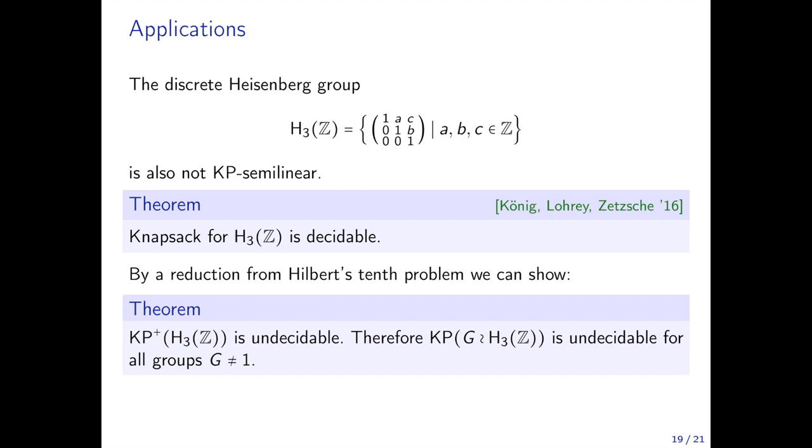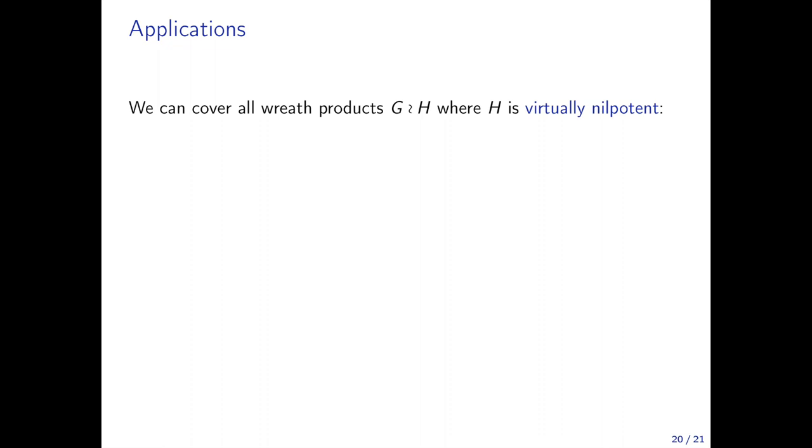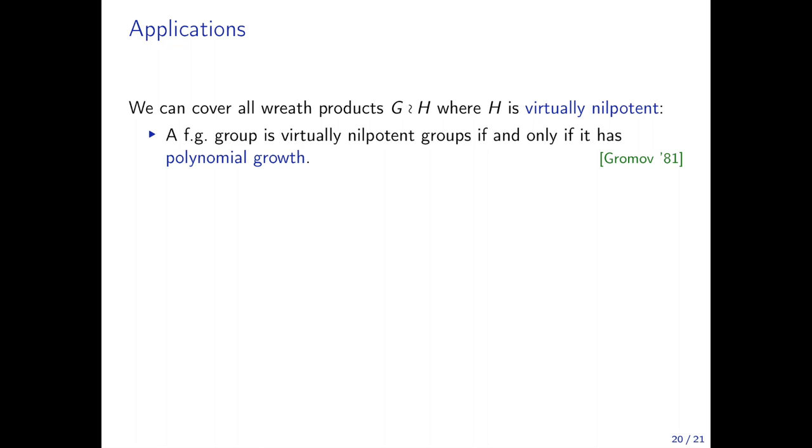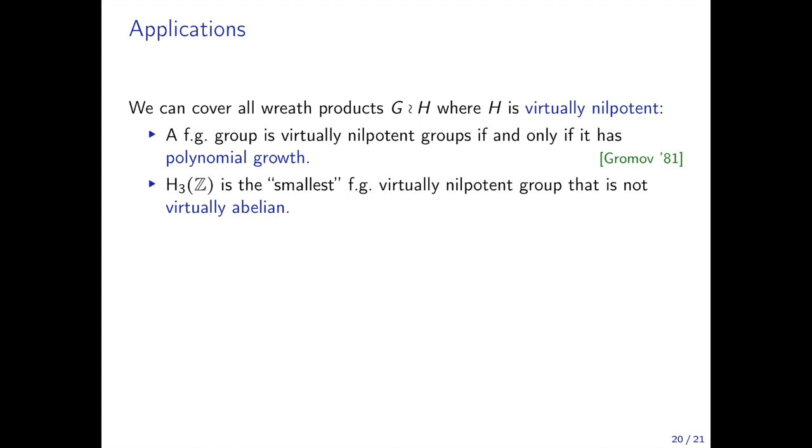Now, using this result, we can actually cover all wreath products G wreath H, where H is virtually nilpotent. Virtually nilpotent means it is a finite extension of a nilpotent group. Virtually nilpotent groups form an important class by this famous theorem by Gromov, namely that the finitely generated groups of polynomial growth are precisely the virtually nilpotent ones. And it is known that the Heisenberg group is, in a certain sense, the smallest finitely generated virtually nilpotent group which is not virtually abelian, so which is not a finite extension of an abelian group. And using this fact, one can prove the following.